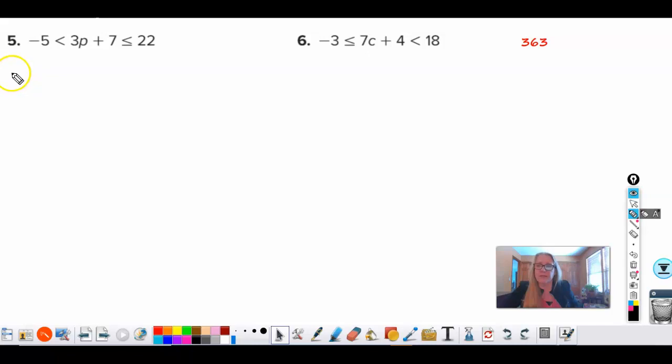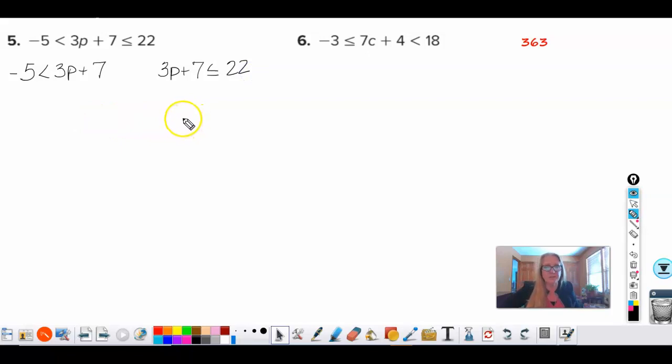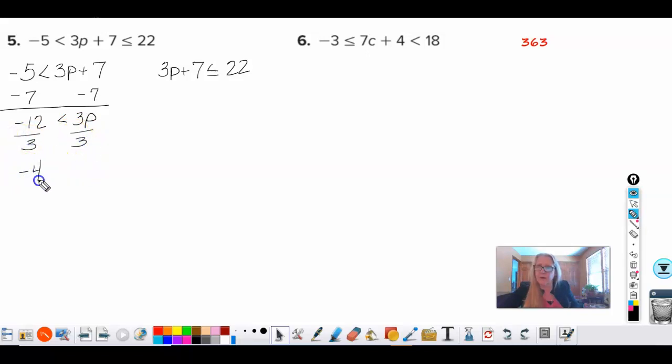Okay, so then what you would do is you would write this as 2 separate inequalities. Negative 5 is less than 3p plus 7. And then you go over here and go 3p plus 7 is less than or equal to 22. And so you have to write them separately to solve them, okay? And so now we want to get p by itself. So we would subtract 7 from both sides. And that gives me negative 12 is less than 3p. And we divide both sides by 3. And that gives me negative 4 is less than p, or p is greater than negative 4.